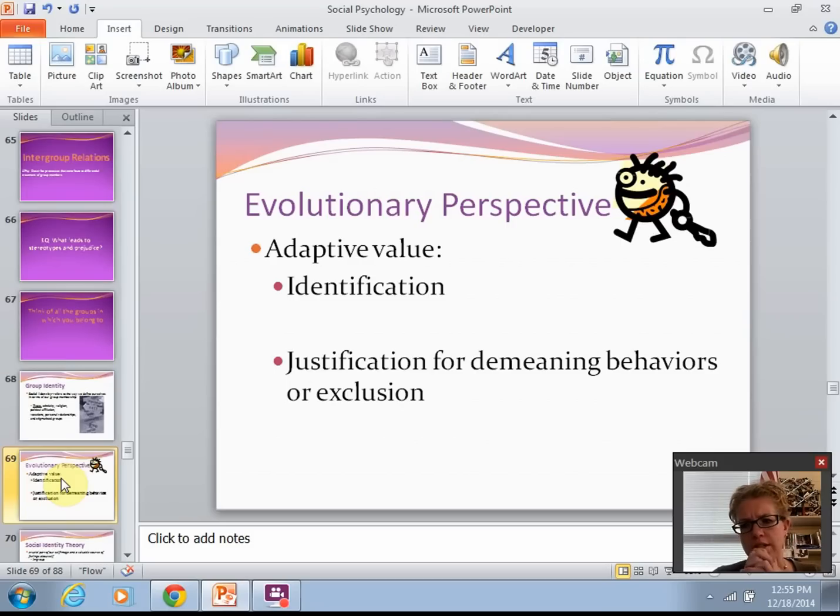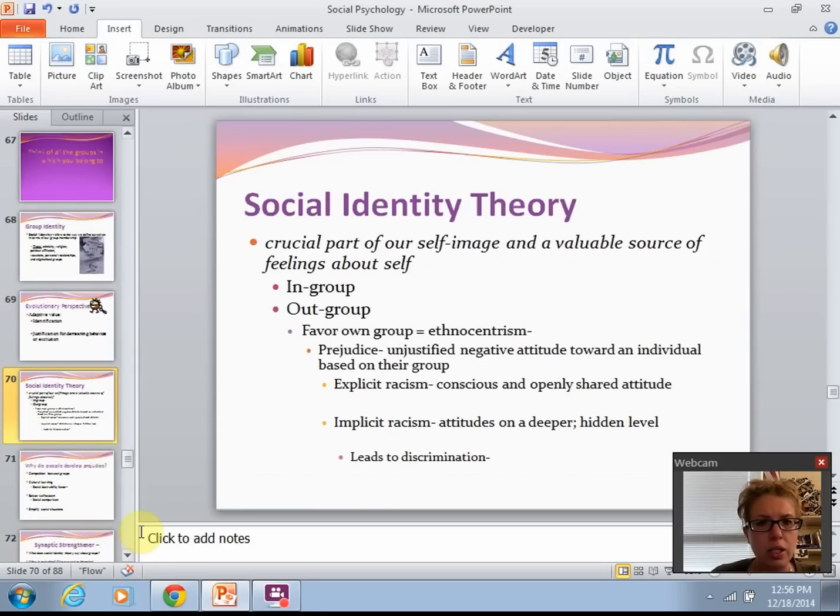Likewise, evolutionary psychologists would say that social identity is also important because it tells you what groups you're in and what groups you're out of, and could provide a justification for doing terrible things like what we do to people during war. It's probably hard for somebody to kill somebody else, but if we demean somebody else and make them seem less than human, it makes it easier, and we tend to do that for people who are in outgroups.